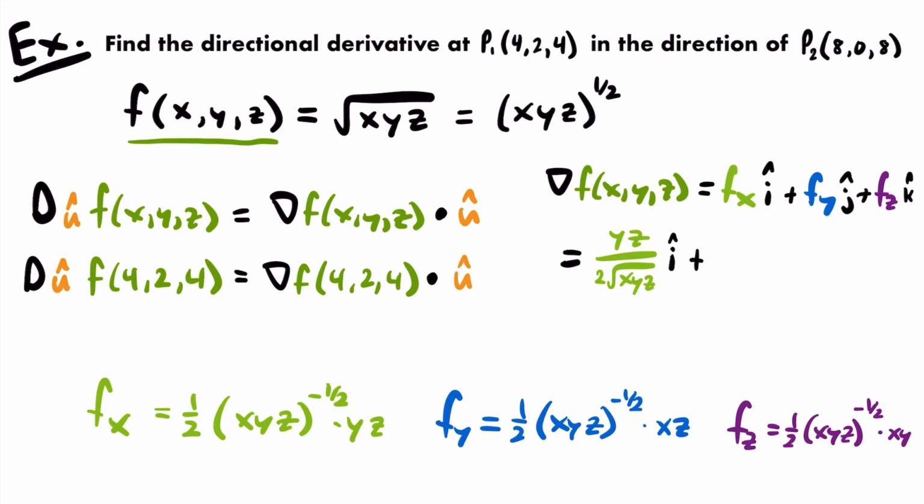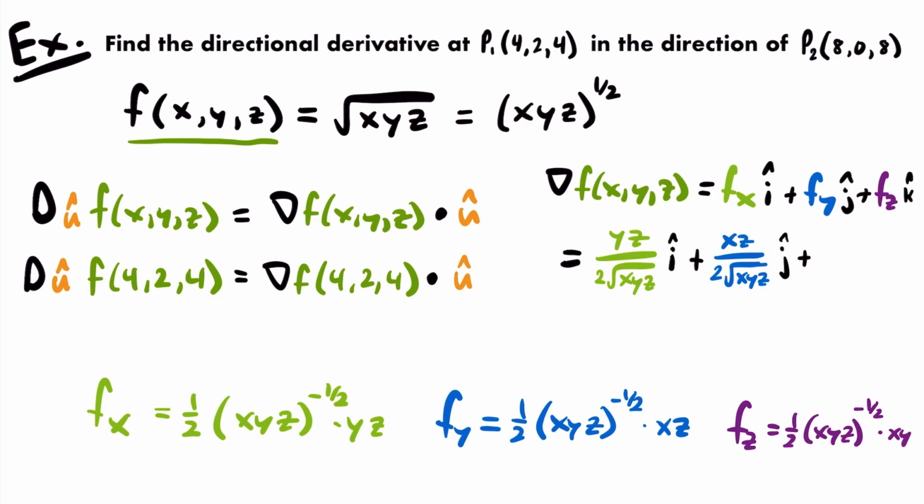Then you'll add that to fy, which in a very similar manner to fx, we can move that xz in the numerator, move this quantity to the denominator, rewrite it as a square root, and altogether you'll have x times z divided by 2 square roots of x times y times z, and that's all multiplied by j, and then you'll add that to fz, which can be simplified as well.